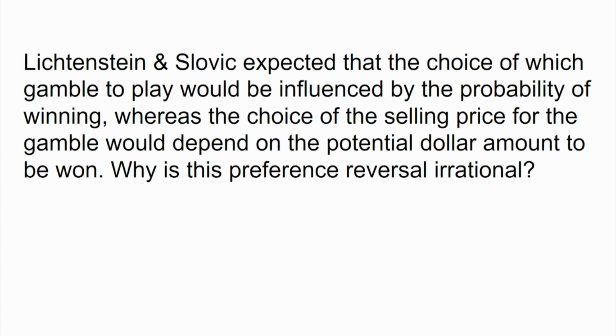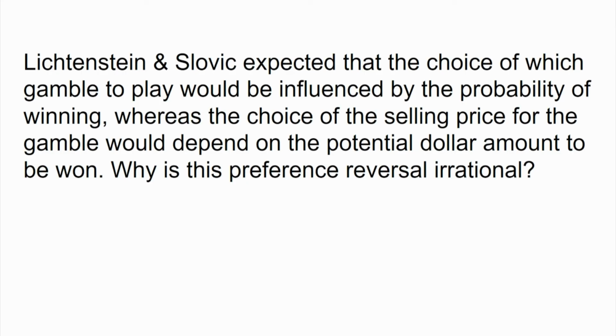This is called preference reversal. Lichtenstein and Slovic expected that the choice of which gamble to play would be influenced by the probability of winning, whereas the choice of selling price for the gamble would depend on the dollar amount to be won. So, the amount of dollars to be won is the deciding factor in selling a gamble, but when you are playing the gamble, it is the probability of winning which decides why you are going to play a particular gamble.